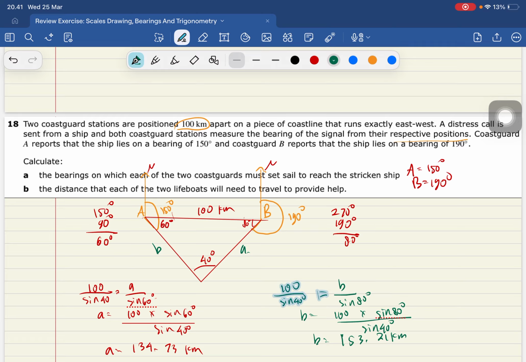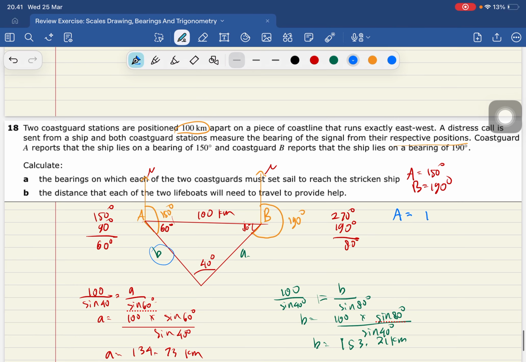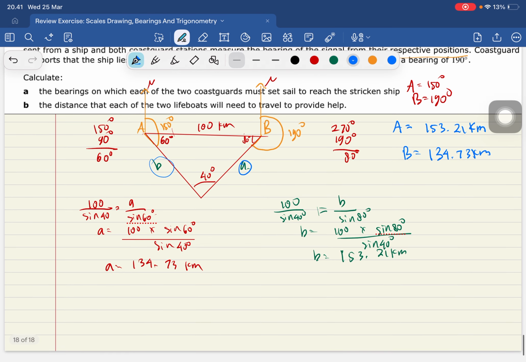So let us write it. From A, we need to travel 153.21 kilometers. And for B, we need to travel 134.73 kilometers. Okay, there it is.